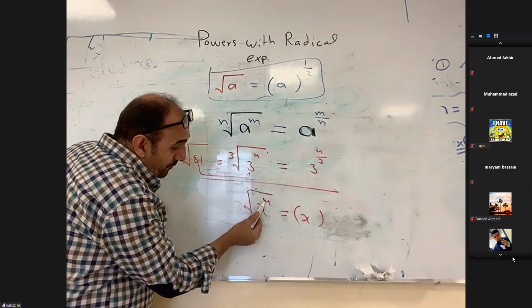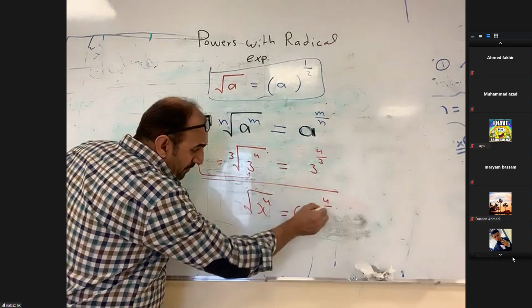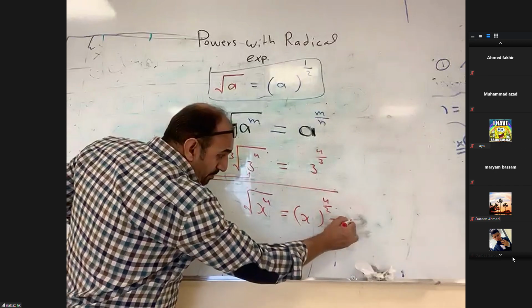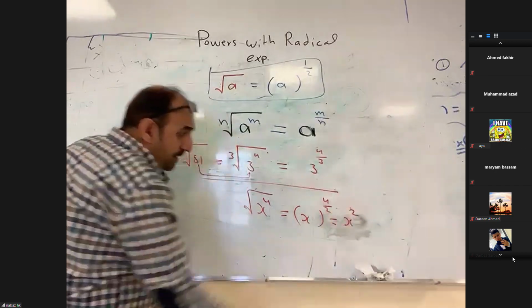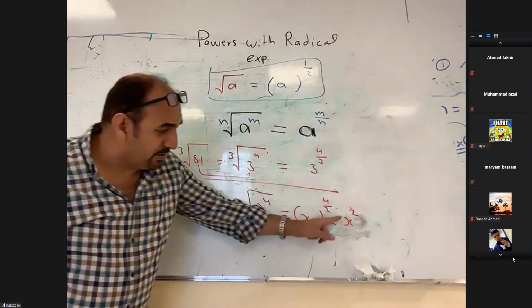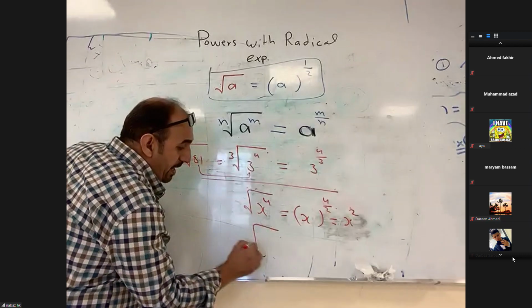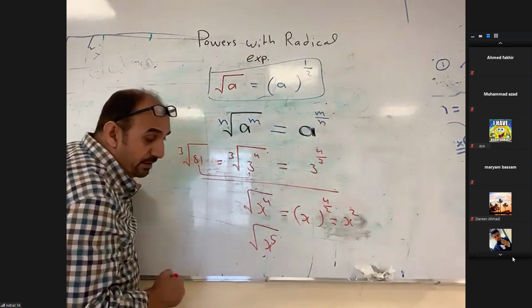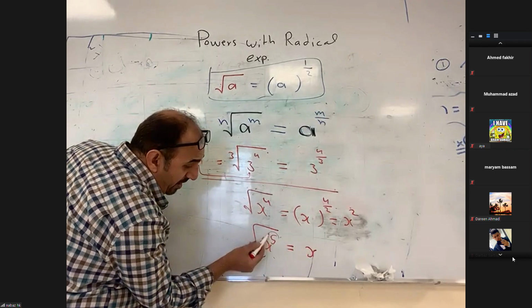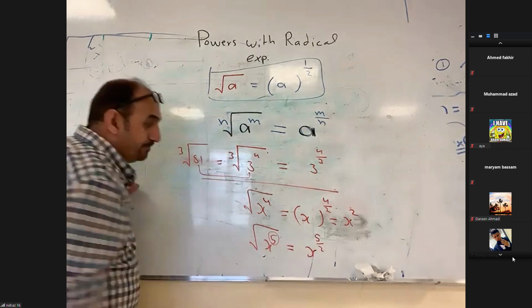So x to the power 4 over 2, right? 4 divided by 2 is equal to x to the power 2. The square root of x to the power 4 will be x squared. Shifted, x to the power 5 will be x to the power 5 over 2, because square.